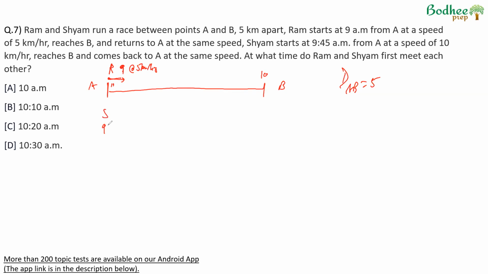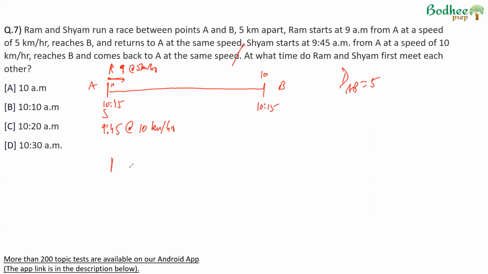Shyam starts at 9:45. Speed is 10 kilometers per hour. So Shyam will take half an hour to reach B from A, because speed is 10, distance 5. So he will reach here at 10:15, come back at 10:45. Shyam will win the race. At what time do Ram and Shyam first meet each other?